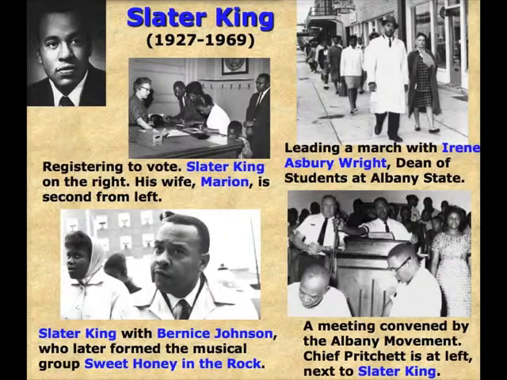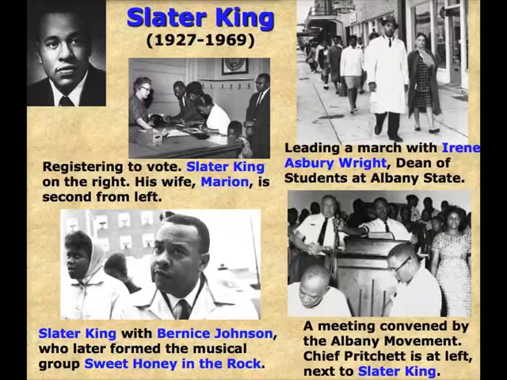His younger brother was the owner of a local business, selling real estate and insurance. Slater King was elected vice president of the Albany movement in 1961 and 2 years later became the president, leading marches, convening mass meetings, and attempting to negotiate with a recalcitrant city council. This was not without risks to himself and his family.